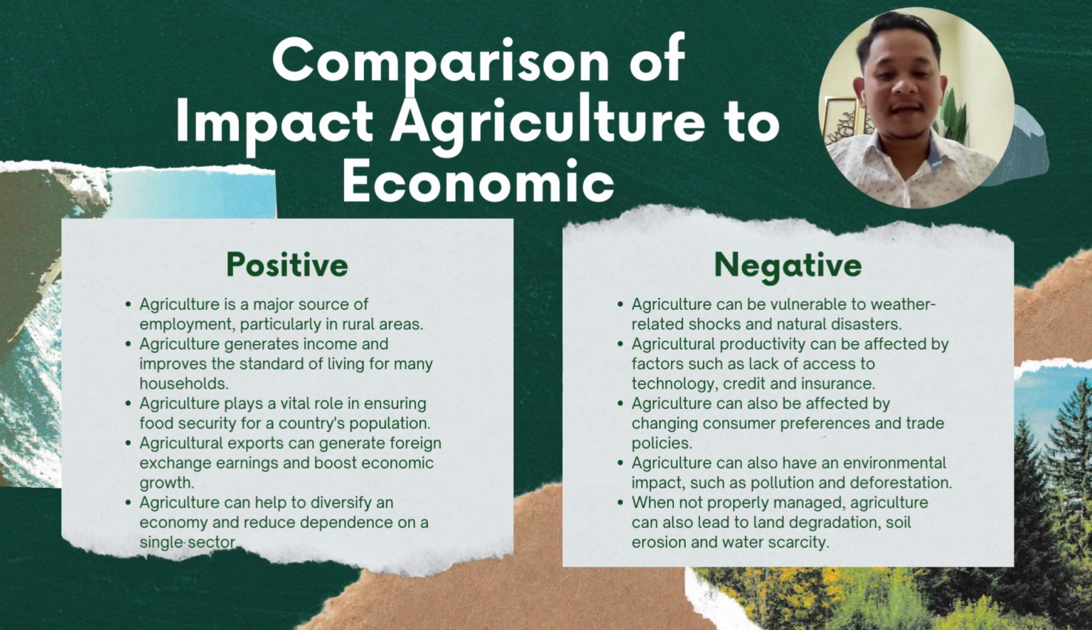Okay, the negative: agriculture can be vulnerable to weather-related shocks and natural disasters. Agriculture productivity can be affected by factors such as lack of access to technology, credit, and insurance. Agriculture can also be affected by changing consumer preferences and trade policies. The fourth, agriculture can also have an environmental impact such as pollution and deforestation. The last one is, when not properly managed, agriculture can also lead to land degradation, soil erosion, and water scarcity.